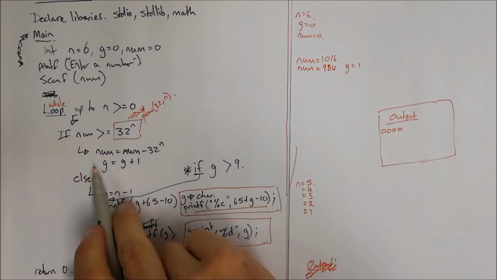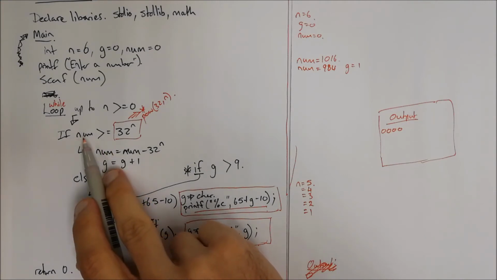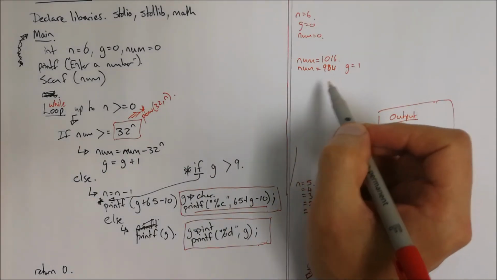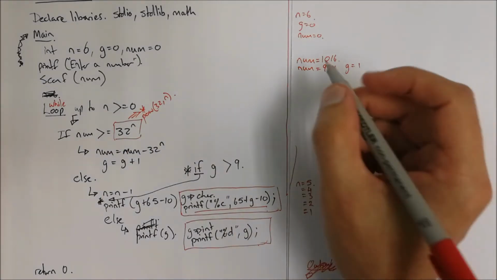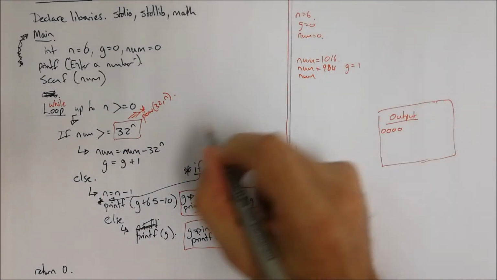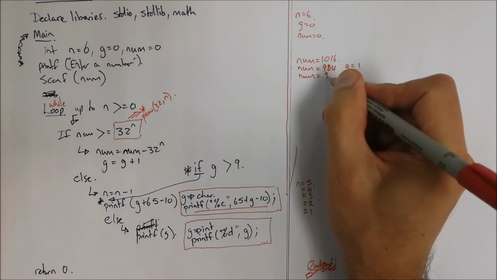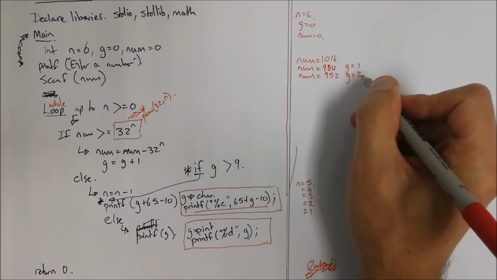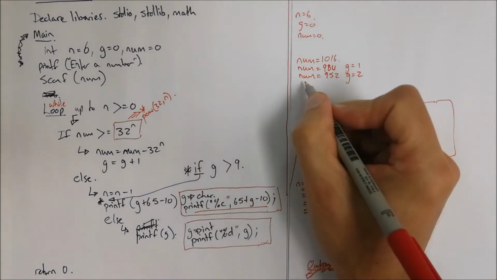Okay. So I was going to check and say, okay, well, is the number 984 larger than or equal to 32 to the power of 1? Yes, it is. So now num is going to be subtracting 32 to the power of 1, which is going to be equal to 952, and therefore g is equal to 2. Let's go again, and it's going to repeat the same process.